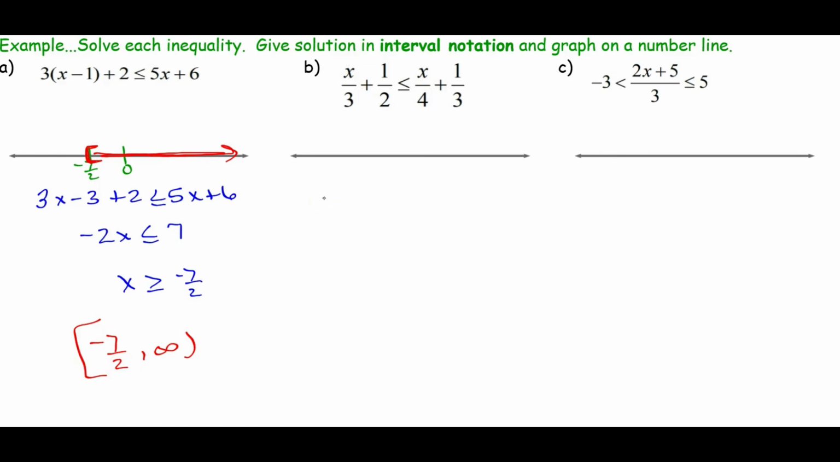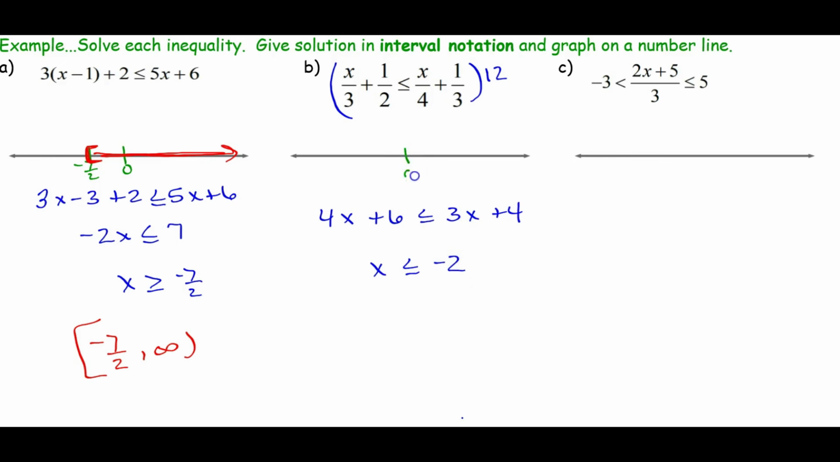In example B, we have a lot of fractions here, so I'm going to multiply through by a common denominator. In this case, that common denominator is 12, so I'm going to multiply everything here by 12. So we're going to end up with 4x plus 6 less than or equal to 3x plus 4. Again, combining my like terms, we're going to get x is less than or equal to negative 2.